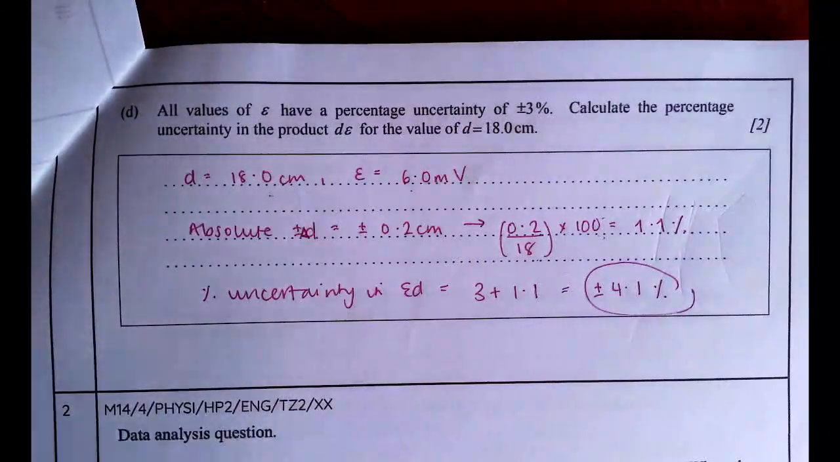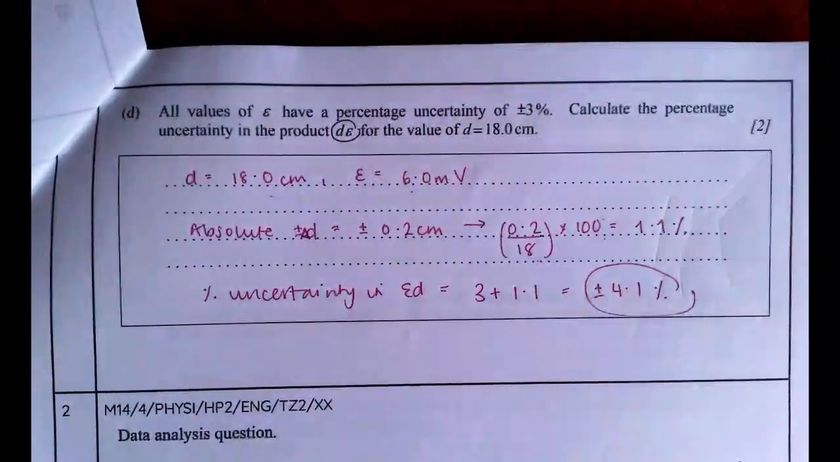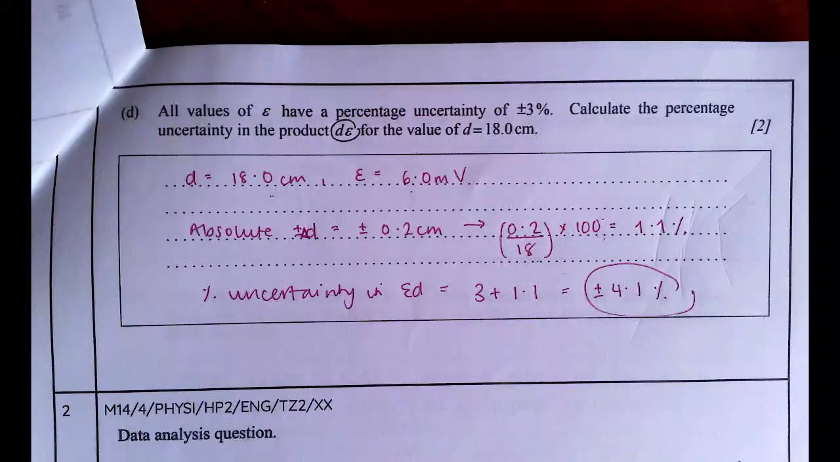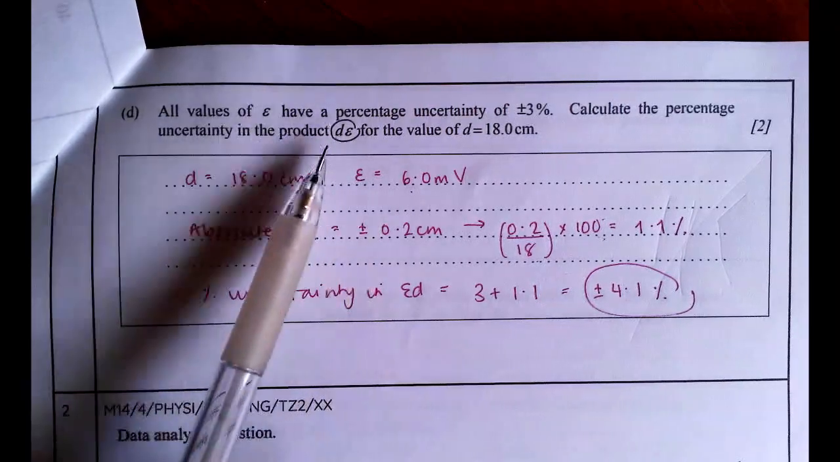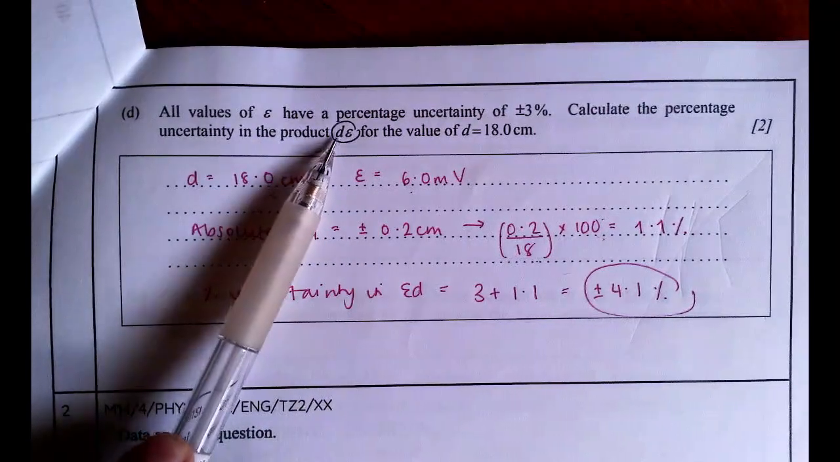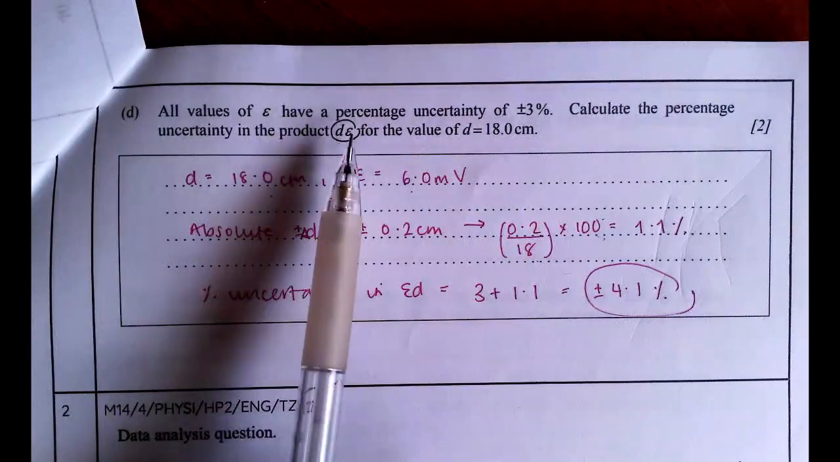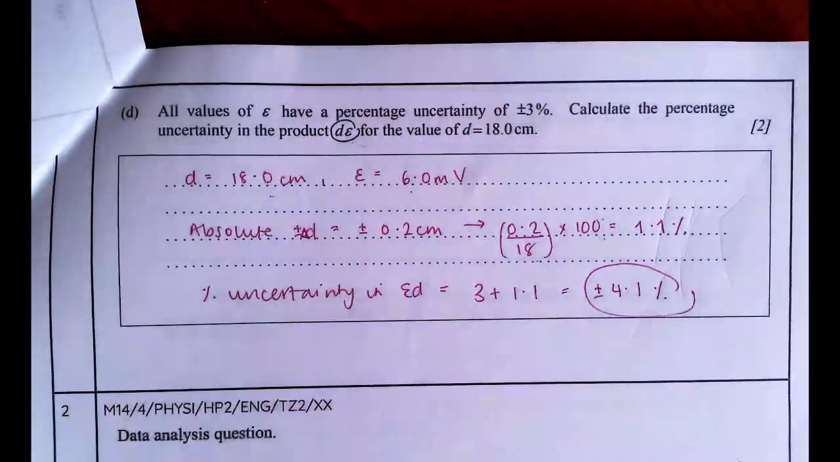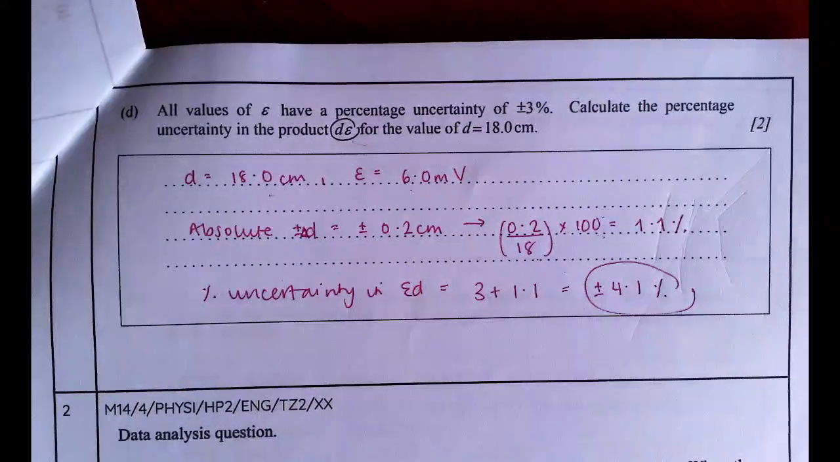But they want you to find the percentage uncertainty in D multiplied by epsilon. So all I'm going to do is add the two percentage uncertainties together. So we've just calculated that it's 1.1% for D, and we're told in the question that epsilon is plus or minus 3. So you add those together and you get plus or minus 4.1% there.